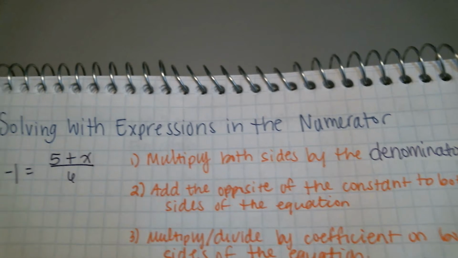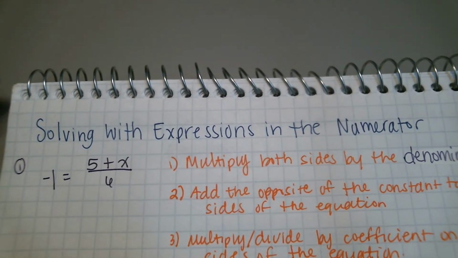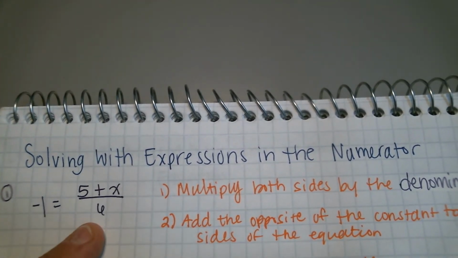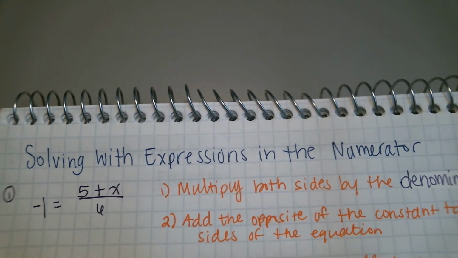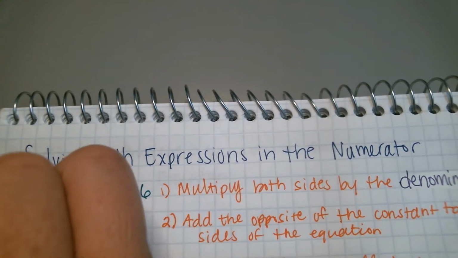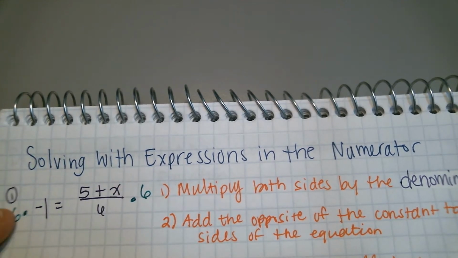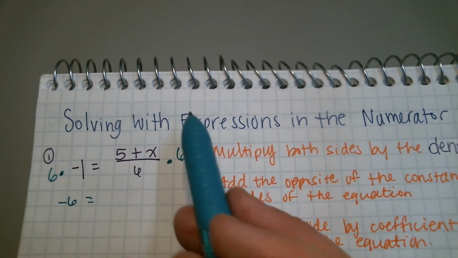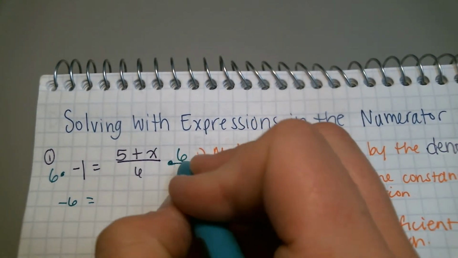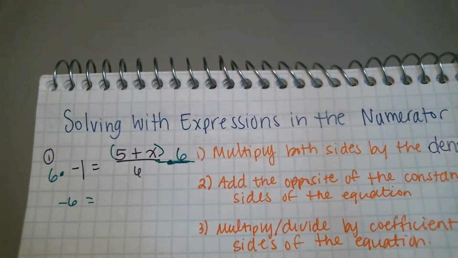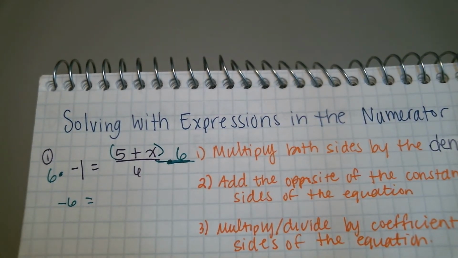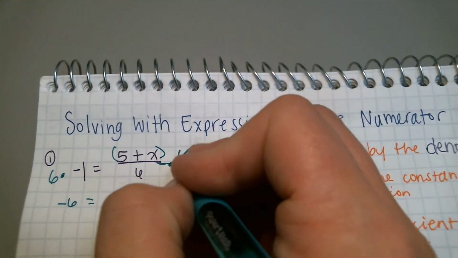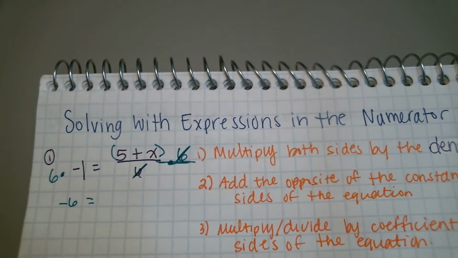So if I have that 6 in the denominator here, I'm just going to multiply both sides of my equation by 6. And what happens is we have 6 times -1 equals -6. This is like the conversion factors when we did ratios and proportions and dimensional analysis. You can cancel this 6 in the numerator and this 6 in the denominator, and then it's gone.